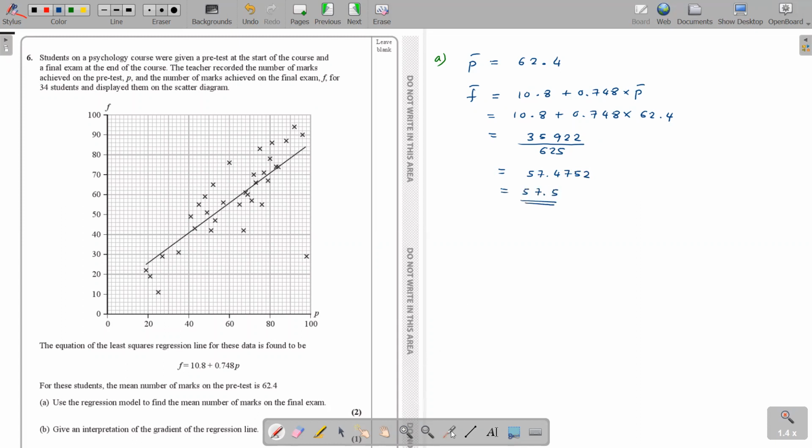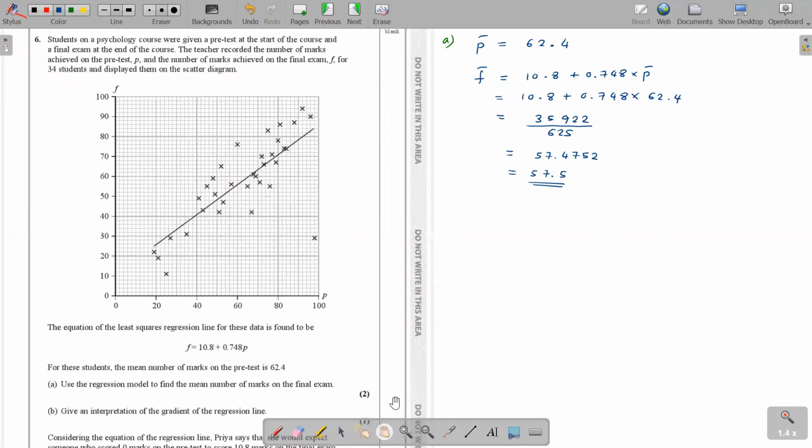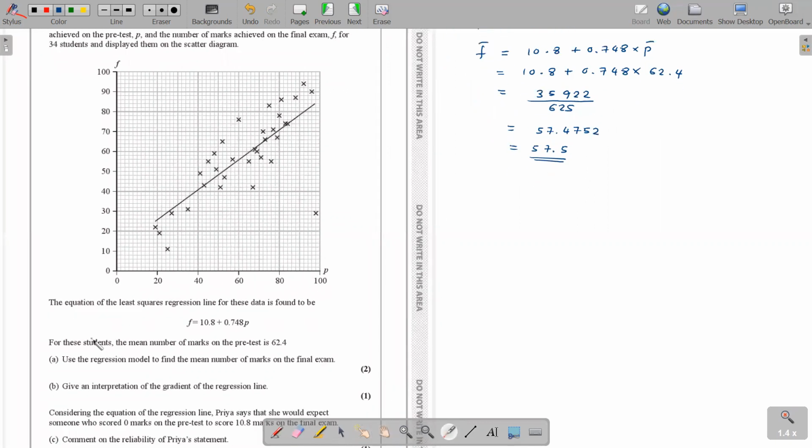So anyway, I have the exact numbers written in case I want them for the next part. So I have the exact figure. Okay, then let's go for the next one. Yes. Okay, let's go for the next part.